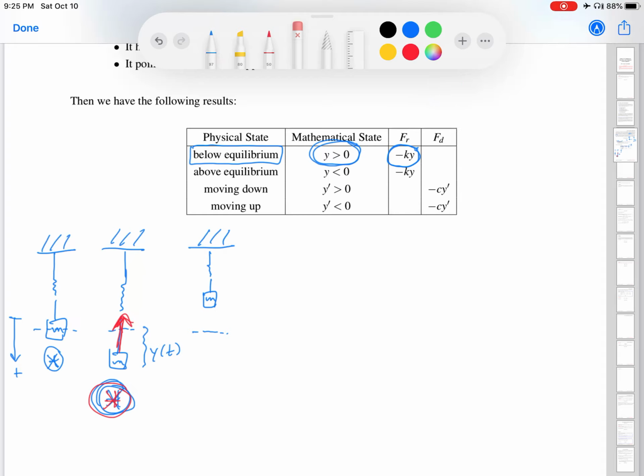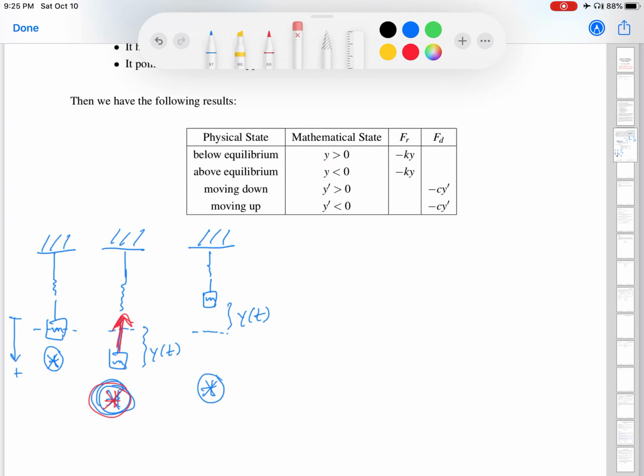Okay, so then I'm going to redo the entire analysis to see if anything changes for this picture when the mass is above equilibrium. So here, this is the displacement y of t. The mass is now above equilibrium. Because our coordinate system has the positive values below equilibrium, the mathematical state corresponding to this physical state is negative y values.